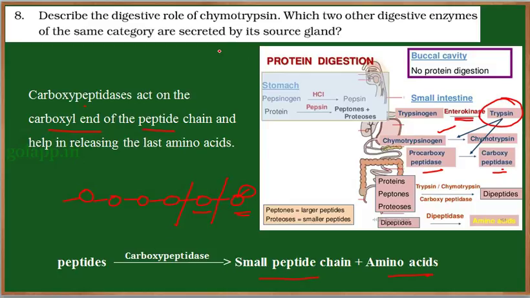So we learned about chymotrypsin. Chymotrypsin breaks proteins into peptides. Trypsin also breaks proteins into peptides, whereas carboxypeptidase removes the amino acid from the carboxyl end, and all three are released by the pancreas.